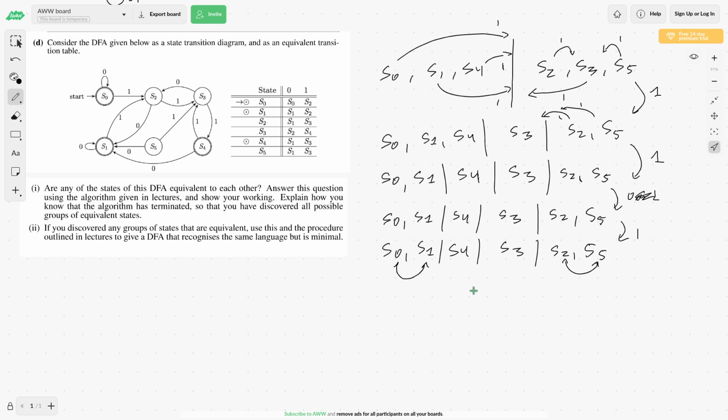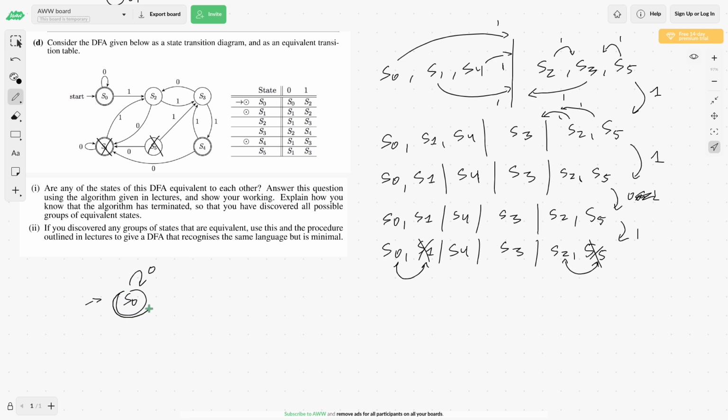So now what? I can redraw this diagram and eliminate some of the states. I'm going to eliminate S1, and I'm also going to eliminate S5. And so what we can do is redraw the diagram using only these states, and if something would go to S1, we send it to S0, and if something would go to S5, we send it to S2 instead. So let's draw the diagram.